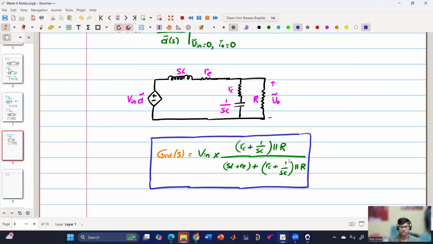But if I ask you to derive the control to output transfer function of a boost converter, it may be difficult for you to memorize. So in that case, derivation is a better choice. So it depends upon the situation. Sometimes we have to memorize, and sometimes we have to derive. Okay, sir, clear.